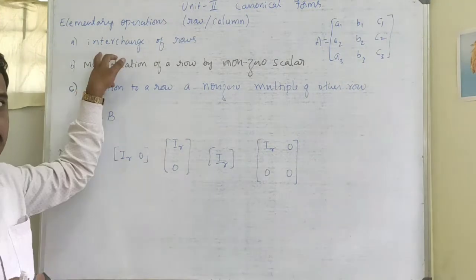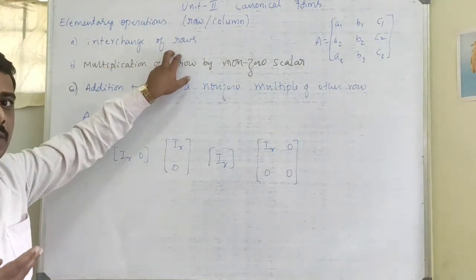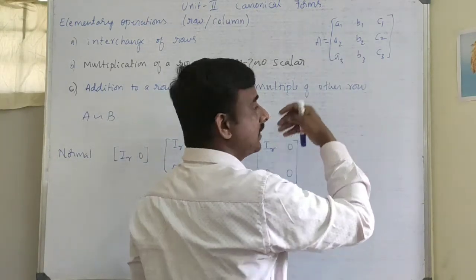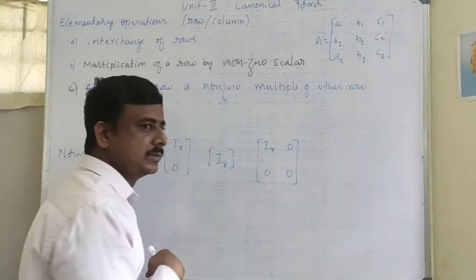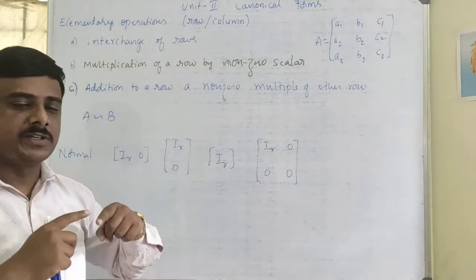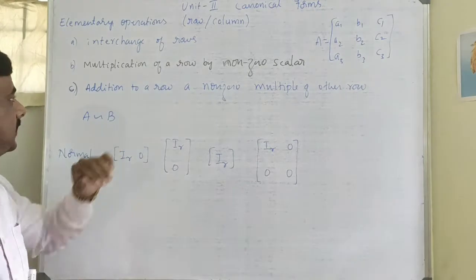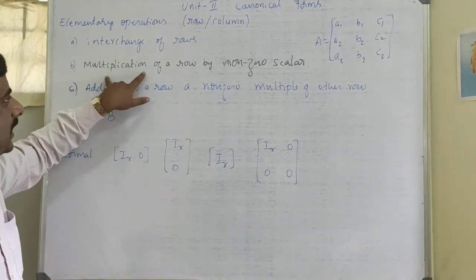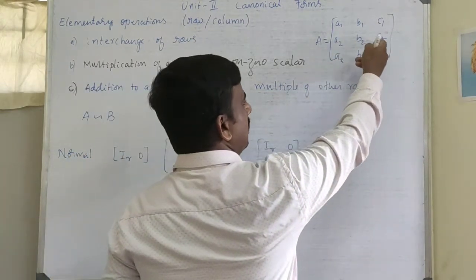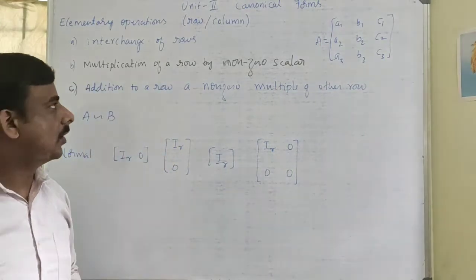The first operation, that is the most important one, is interchange of any two rows. If I apply the operation, I can interchange any two rows here. Either I can interchange row 1 with row 3 or I can interchange row 2 with row 3. So interchanging the rows of a matrix is the first operation. The second operation is multiplication of a row by a non-zero scalar. Suppose I have the second row. Now I can multiply this row by any non-zero scalar. That is the second operation.